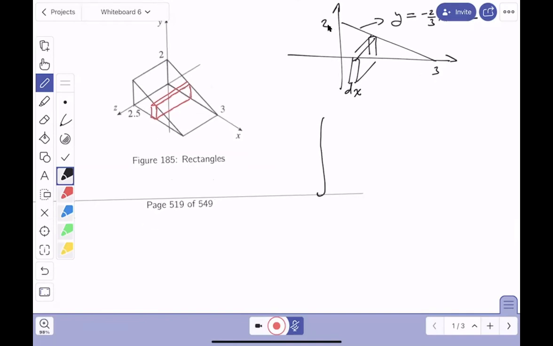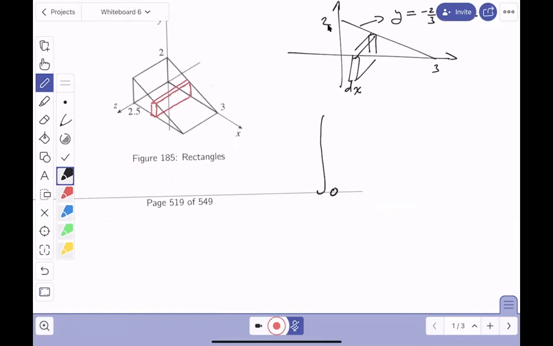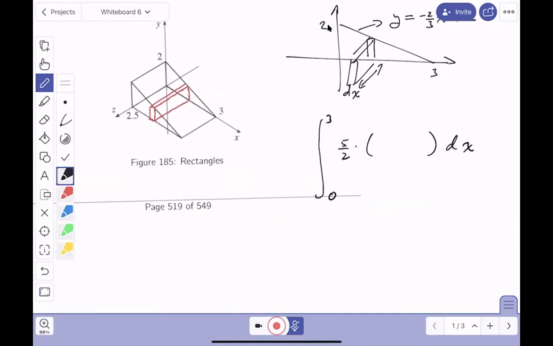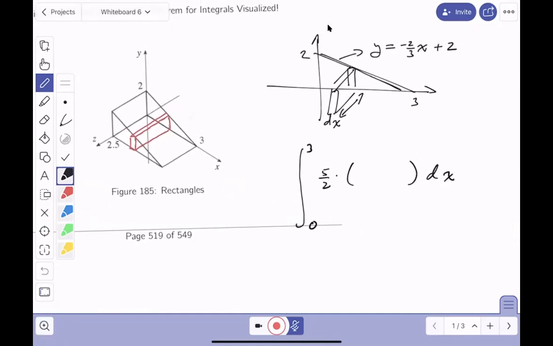I'm going to be adding the boxes together. I'm going to start at 0 and stop at 3. This is forcing me now to get the dimension of the box. What's this dimension in the box? Well, looking at the picture, it's 2.5, and 2.5 for me is 5/2. Now, what's the height of the box? The height of the box is actually this curve. What's that? Let me write this down a little differently. I'm going to write down 2 minus 2/3 of an x.